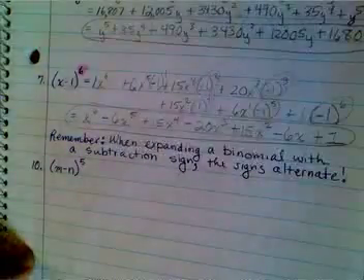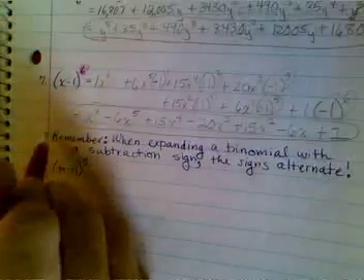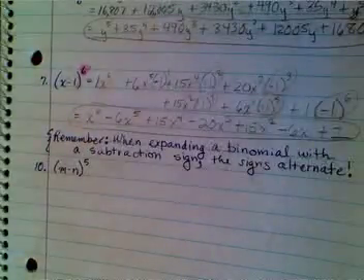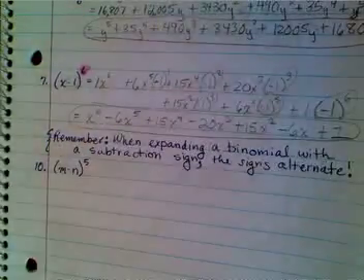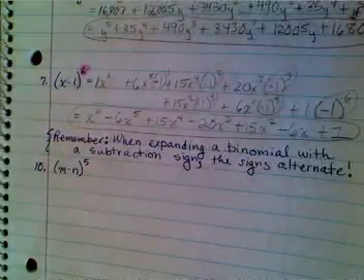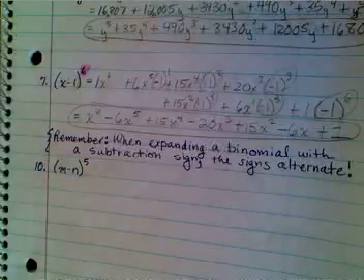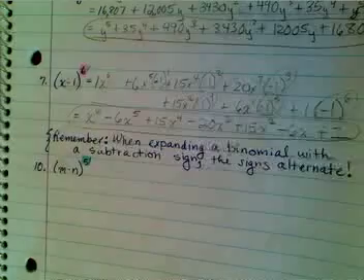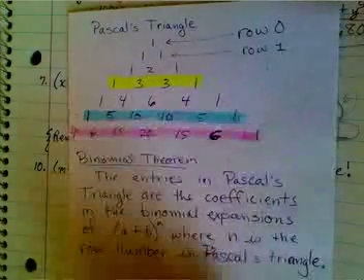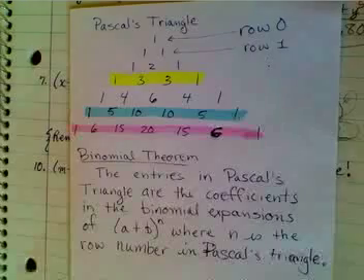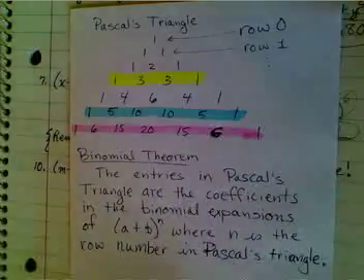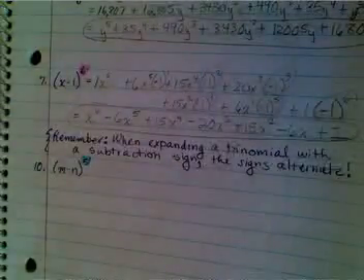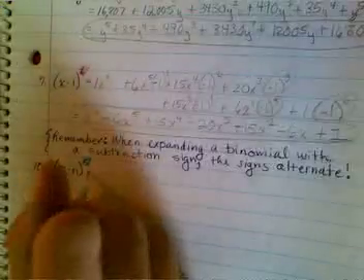Okay, so I'm just going to use that little tip here as we do the next question. So m minus n to the fifth. We just have variables in this question, and I'm going to use the blue highlighter this time. It's m minus n to the fifth, so I'm going to look at my fifth row. 1, 5, 10, 10, 5, 1.